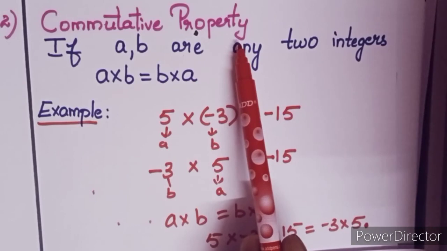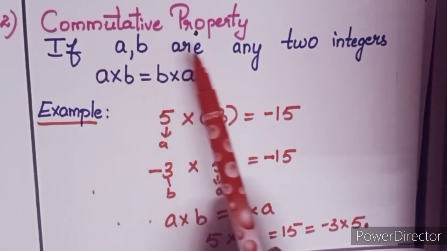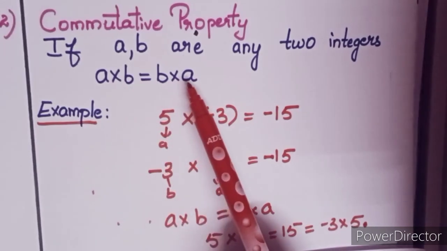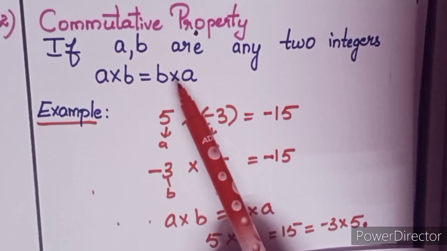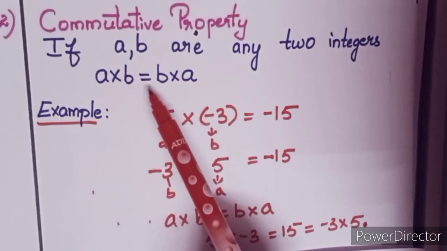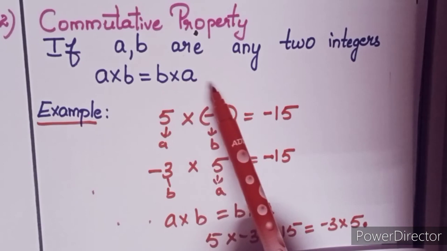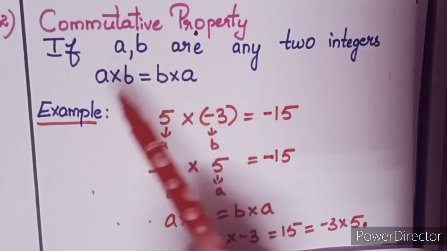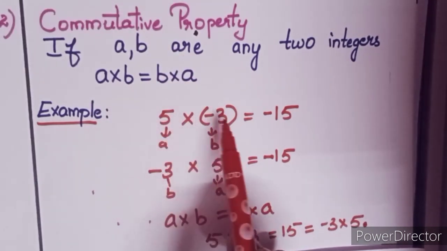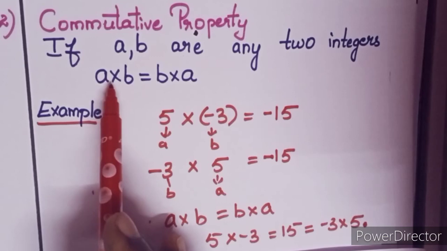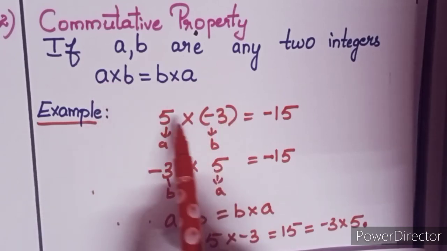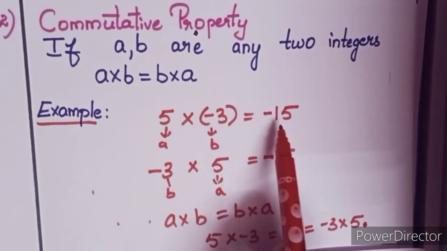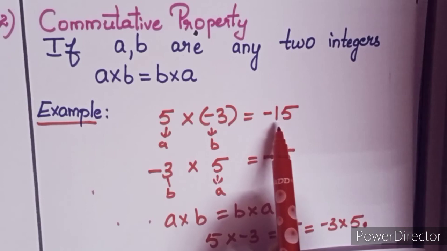The commutative property, children. If a, b are any two integers, a into b equals b into a. Let us recollect the commutative property of addition. a plus b equals, yes, b plus a. Now a into b equals b into a. Let us take the example, children. 5 into minus 3. We are taking the left hand side, a into b, children. Here 5 is a, minus 3 is b. 5 threes are 15. Plus into minus, minus 15.